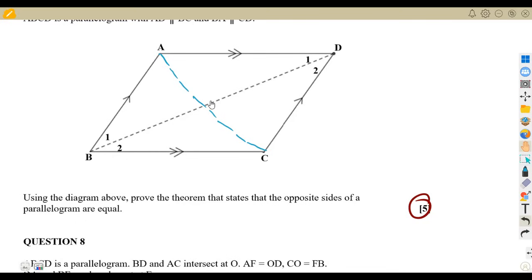For the meantime, this does not make sense, because this is just a diagonal. They intersect, they bisect each other. That is what we know. But for the meantime, it does not make sense. So let me move on to another.